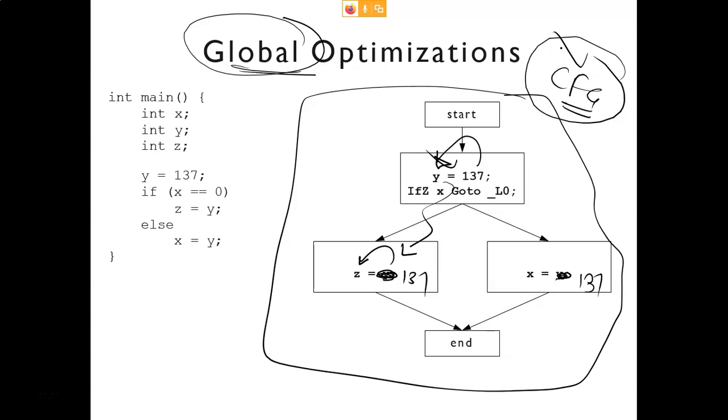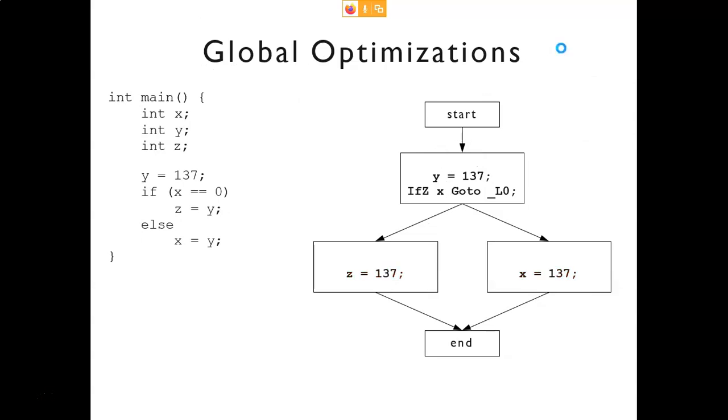This is just the idea of local and global optimization. Now we will study all these techniques: copy propagation, constant propagation, dead code elimination, and liveness analysis. All these analyses we will see now. So this is how you can do global optimization.